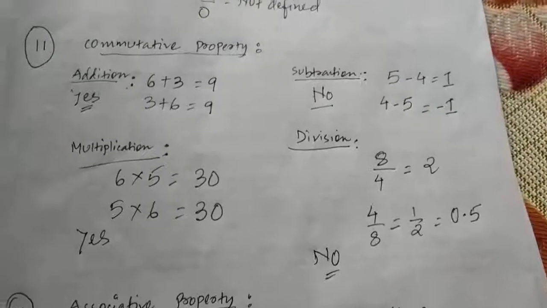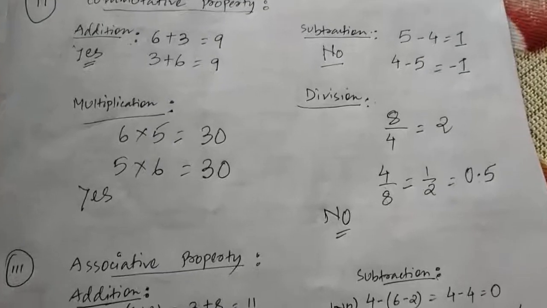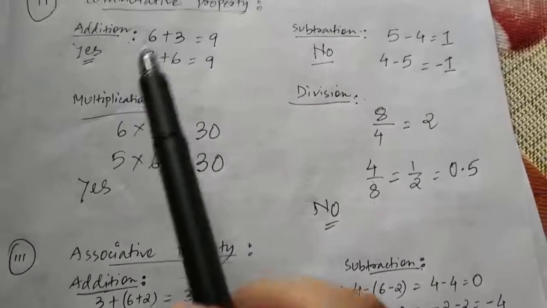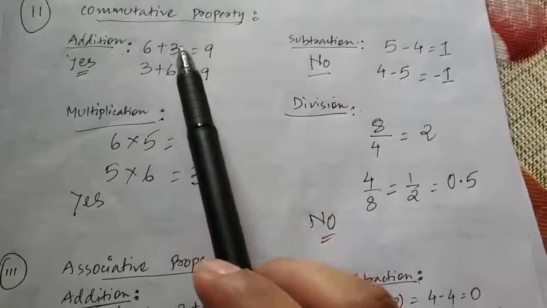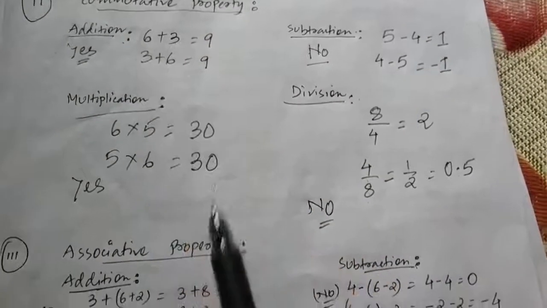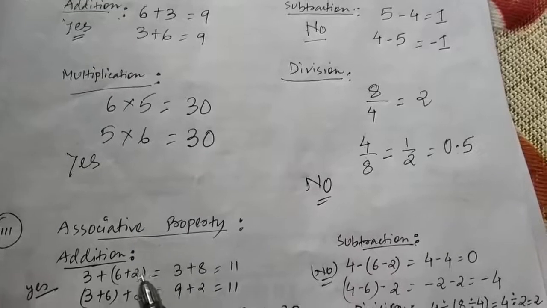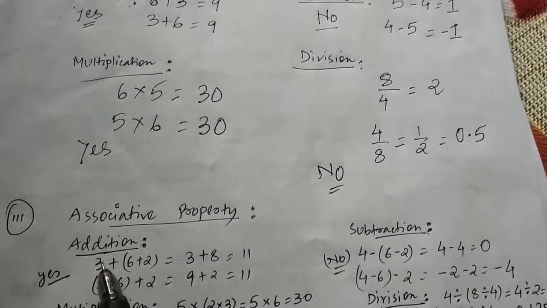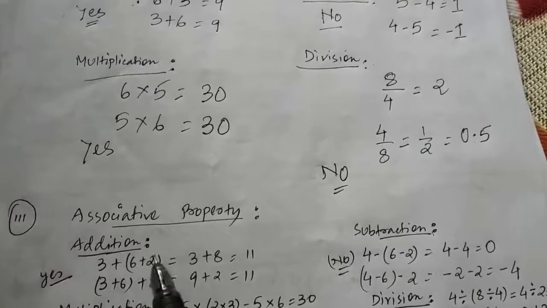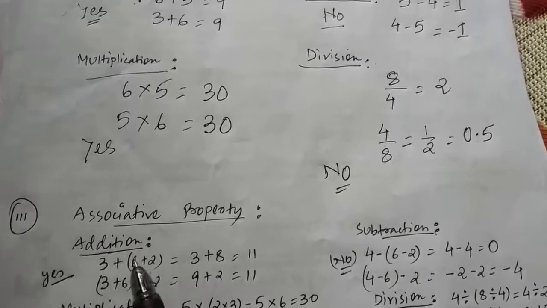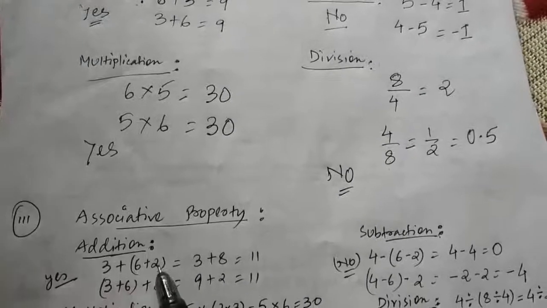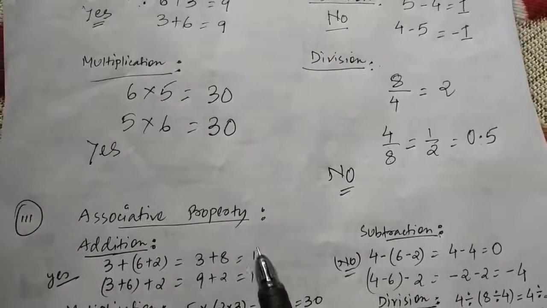So after the commutative property we will go for the associative property. In the case of the associative property, it is the same as the commutative property, that we have to interchange the integers, but here we have to take three integers and then perform the operation. For example, here I have taken three integers, 3, 6 and 2, and the operation is addition. So first I have taken 6 and 2. So 6 plus 2 is 8, then 8 plus 3 is 11.